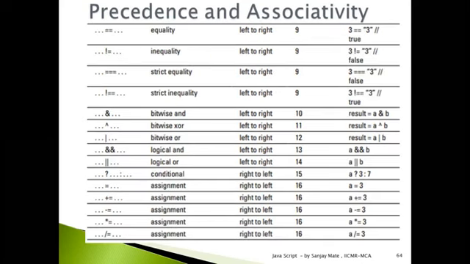So equality, not equal, triple equal to, that is strict equality, then bitwise and or, then logical. Bitwise has more priority than the logical. Logical and or, then conditional, that is the ternary operator, and then we are having the assignment operators, that is from right to left.